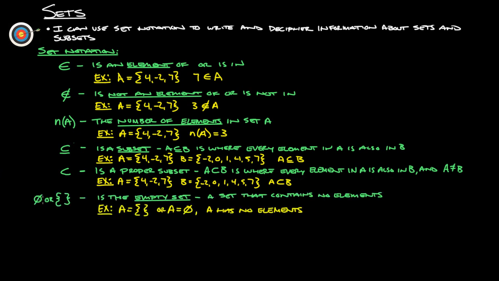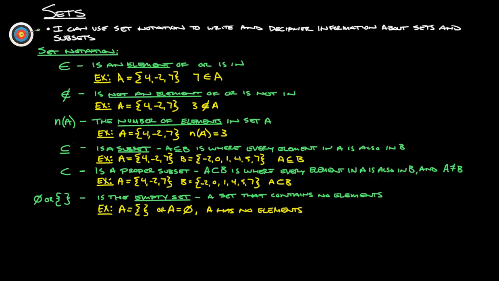The little 0 with a slash through it or the brackets with nothing in them is considered to be the empty set. And that's the set that contains no elements at all. So this would be the empty set. This would be the empty set as well. They have no elements in them at all.